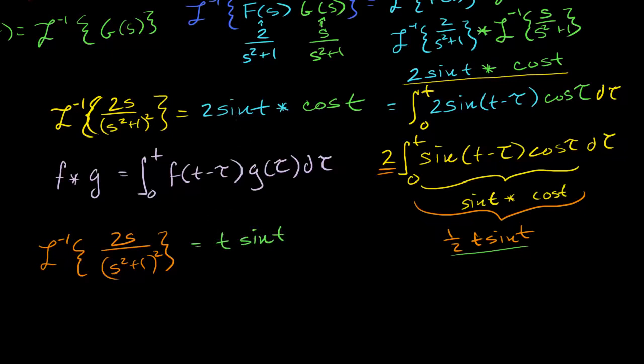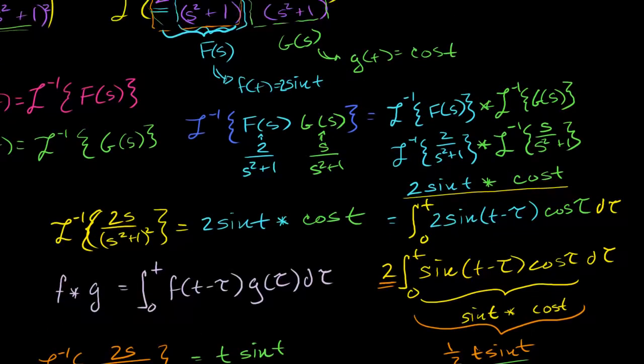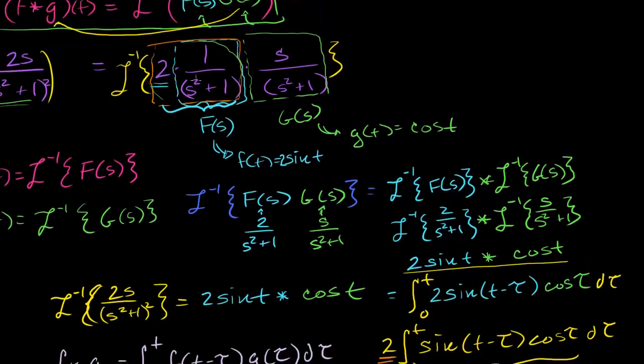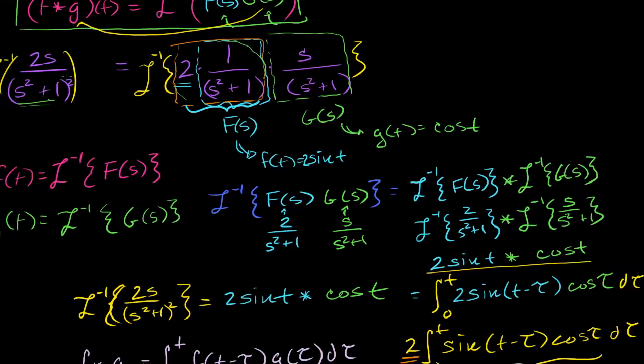So all of this mess, and once you get the hang of it, you won't have to go through all of these steps. But the key is to recognize that this could be broken down as a product of two Laplace transforms that you recognize. This was a Laplace transform of 2 sine of t. This was a Laplace transform of cosine of t. So the inverse Laplace transform of our original expression is just the convolution of that with that.